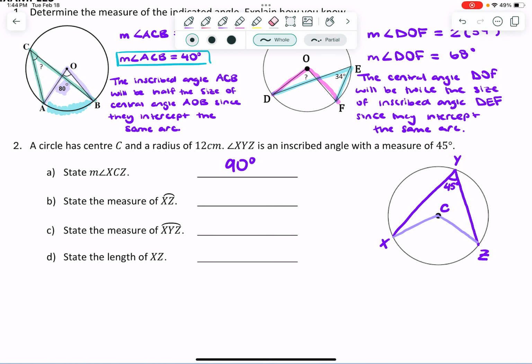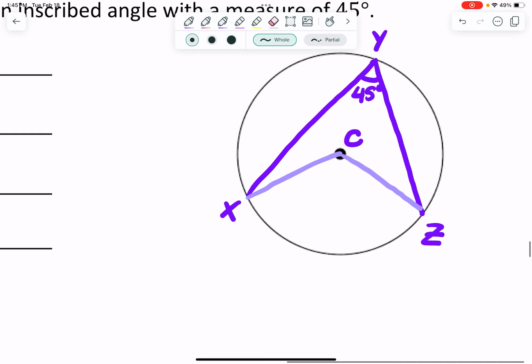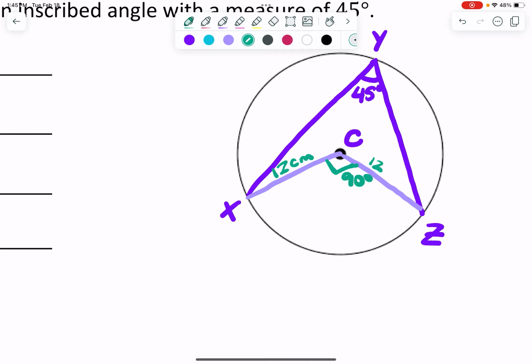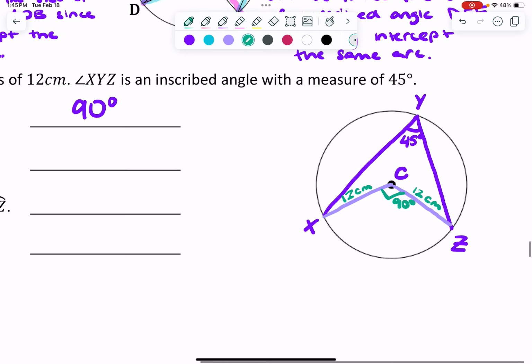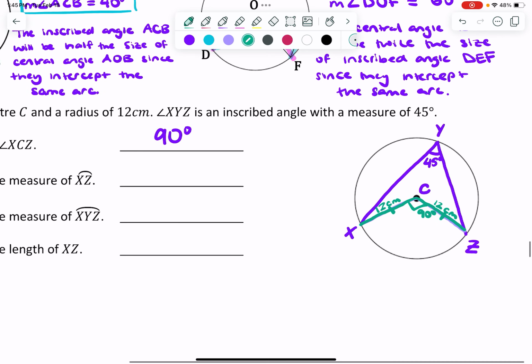Okay. Fun little bit while we're here is that I can go ahead and label that information on here. So I'm going to label this as 90 degrees. And in my question, it also said that I had a radius of 12 centimeters. And now that I've drawn some radii, remember that's the plural of radius, on my diagram, I'm going to label them. So both of these are 12 centimeters. I'm going to indicate that with a matching tick mark to show that they're the same. And this is what I've got.